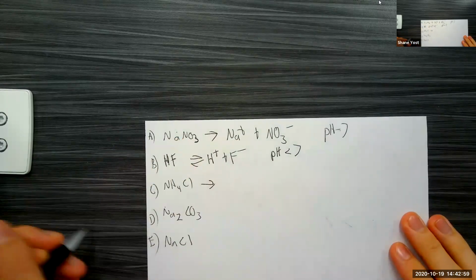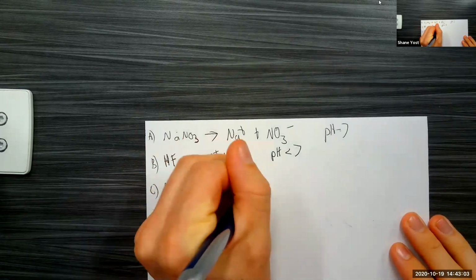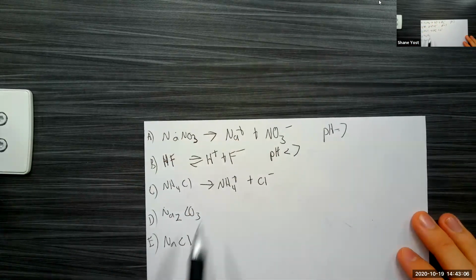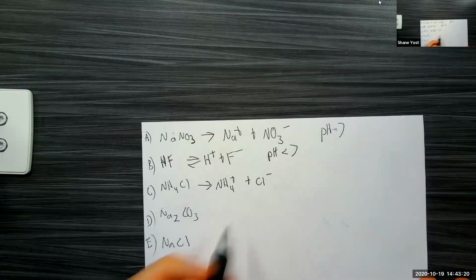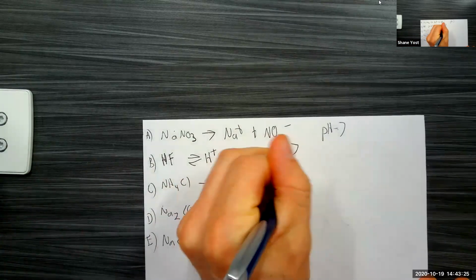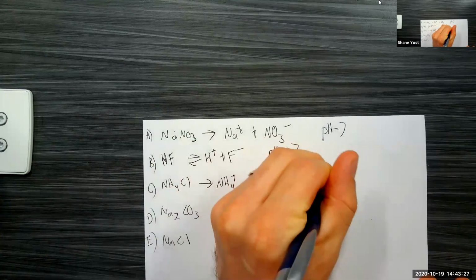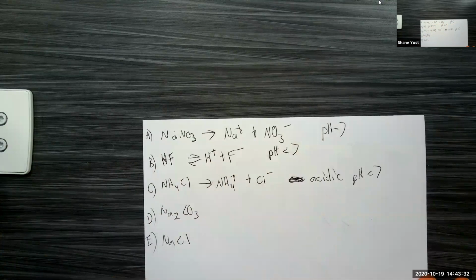NH4Cl is a salt. It breaks apart into NH4 plus ions plus Cl minus ions. NH4 plus, will that affect the pH? Yes. NH4 plus is a weak acid. It will make the pH less than 7. This will be an acidic solution. The Cl minus will not impact the pH. Cl minus is a spectator ion. This will be acidic, pH less than 7.